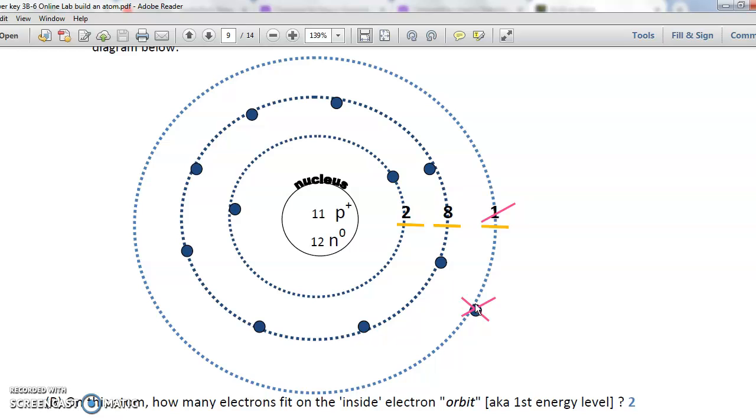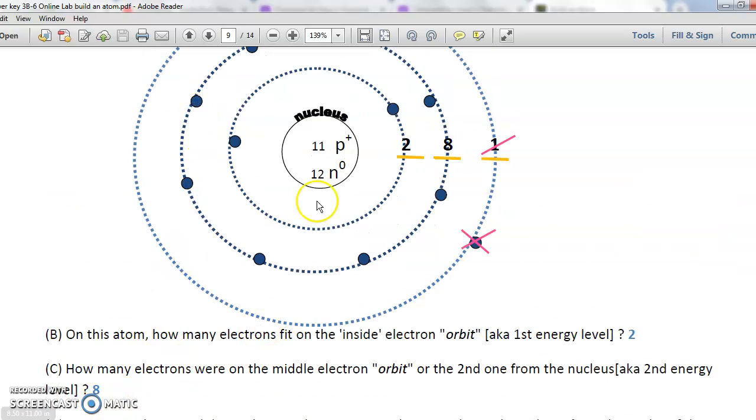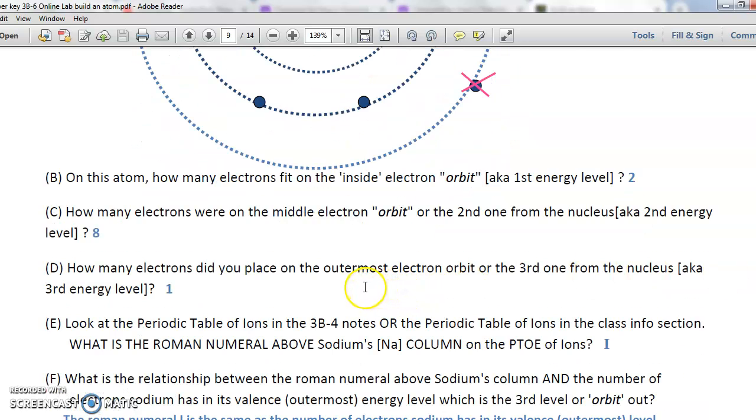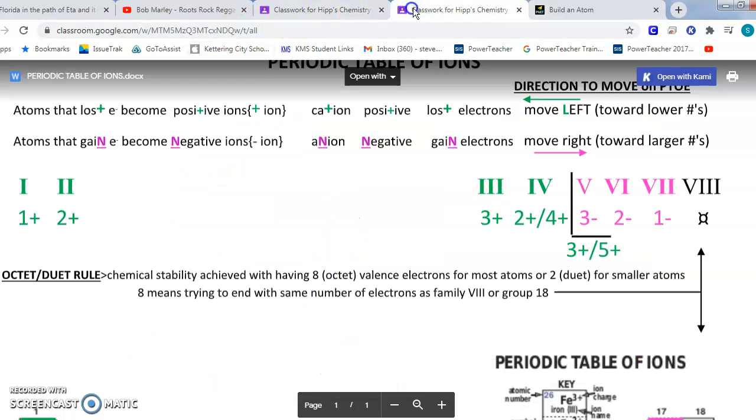Why did I cross it out? There was 1 electron, and I removed it from the level. Here's why we did it. Let's continue reading on. How many electrons did we put in the middle orbit? The answer was 8. There's my middle orbit. That's the second energy level. How many electrons did we place on the third level? We had 1 there. So there was 1 electron on the third level. Now it's asking us to look on the periodic table in order to see the charge above sodium's column.